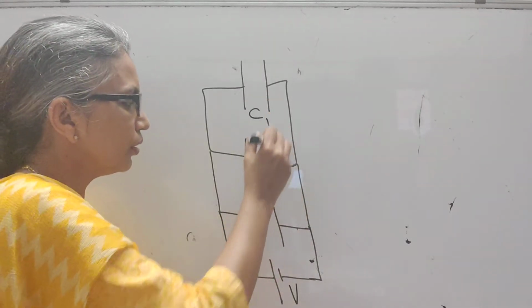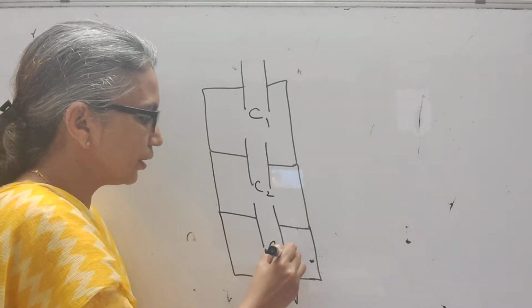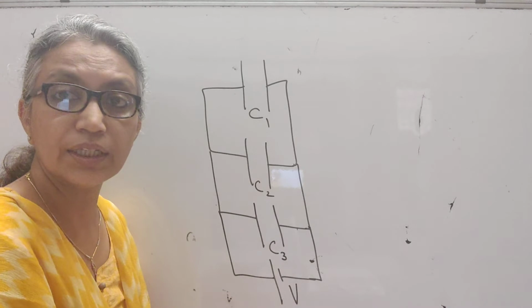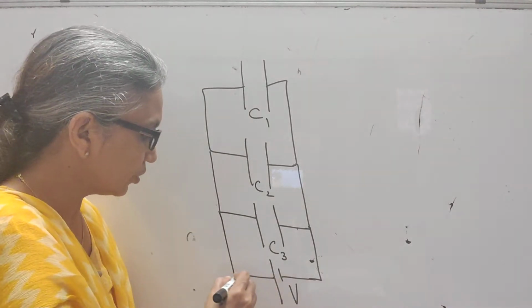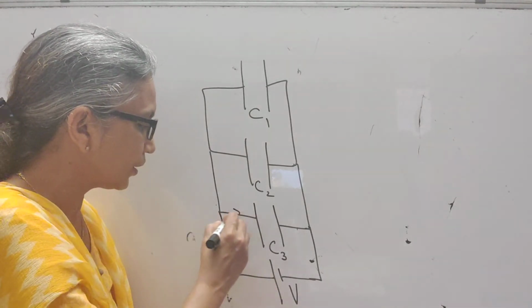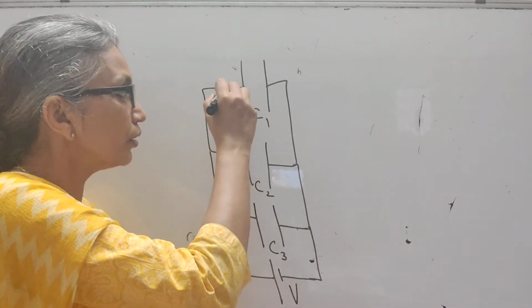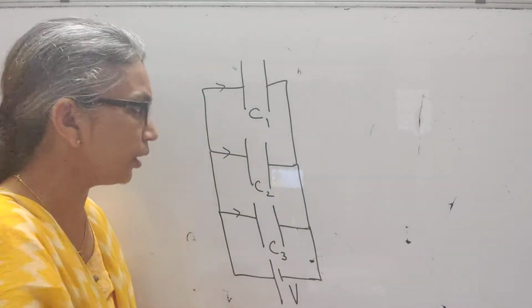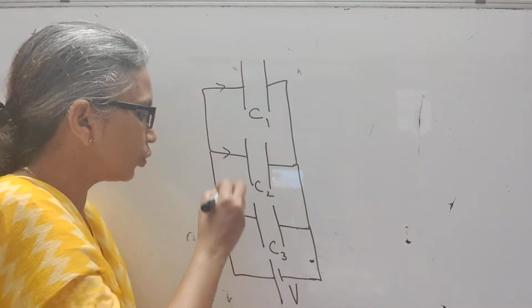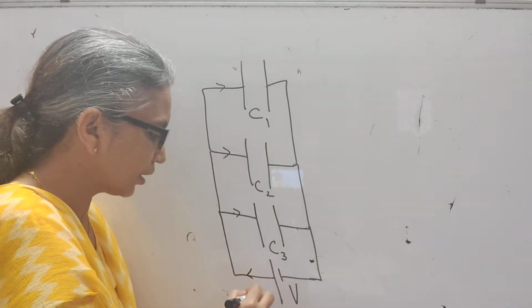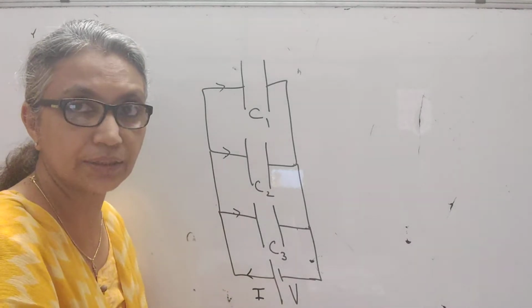So this is C1, this is C2, this is C3. Now you know, in series the current will come from the battery and split into three. This will carry I1, I2 and I3, so that the total of I1 plus I2 plus I3 must be the current I that's coming from the battery.